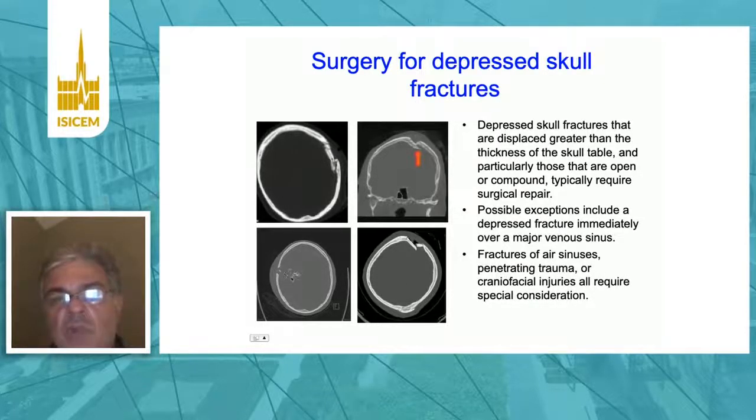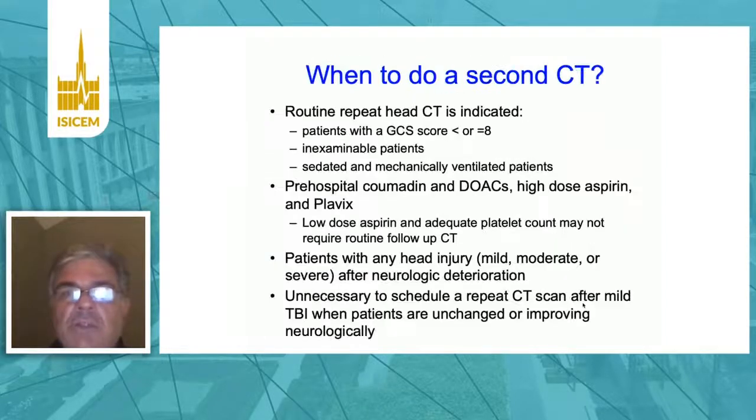This is a penetrating injury. There are bone fragments in the skull. The perhaps relative contraindication to that is if the fracture crosses a major venous sinus, because that can lead to significant bleeding and blood loss. Is there a role for follow-up CT?